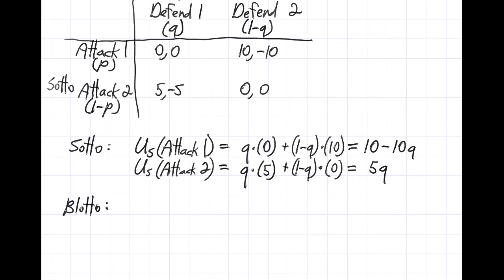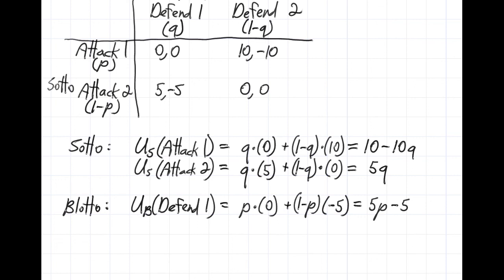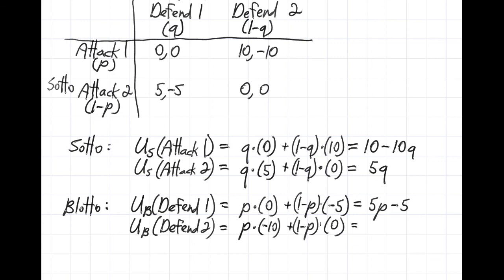And we're back. So the utility for Blotto, if he chooses to defend City 1, well, then with probability P, we're going to be in this outcome, which means he gets this second number here. So with probability P, he gets nothing. And there's a probability 1 minus P that he'll lose a city and lose 5 points. If Blotto chooses to defend City 2, he can expect a utility of P times minus 10 plus 1 minus P times nothing, or minus 10P.